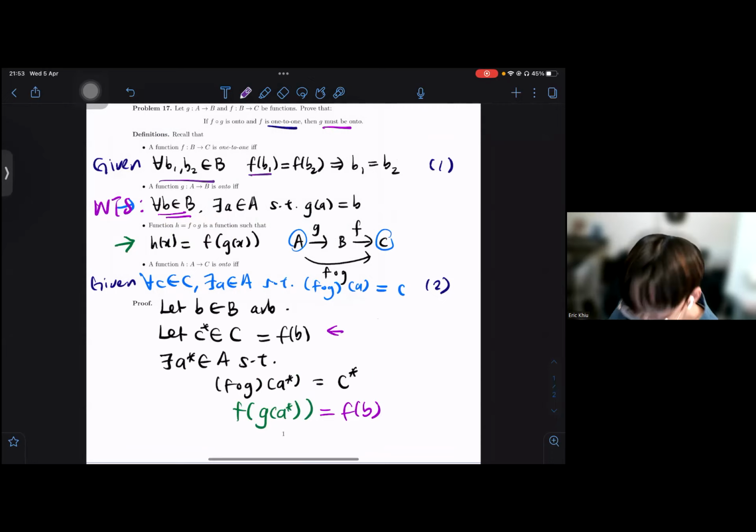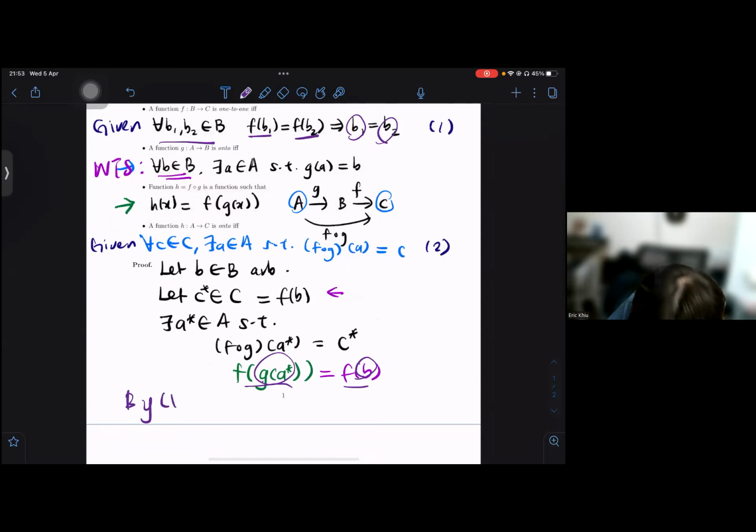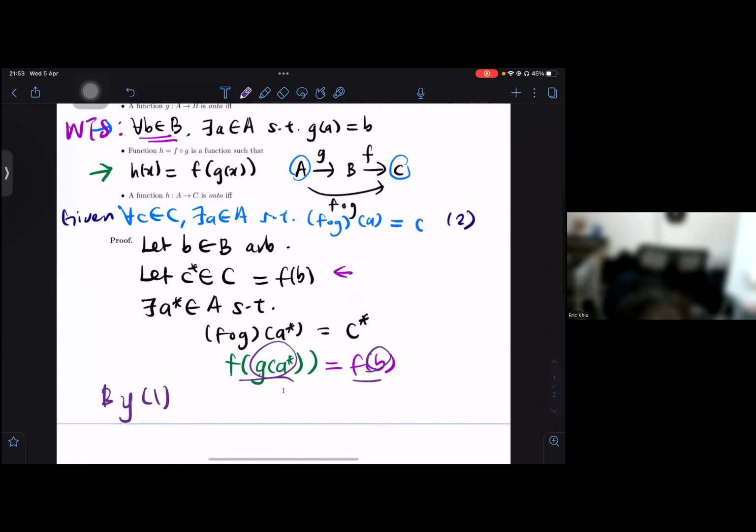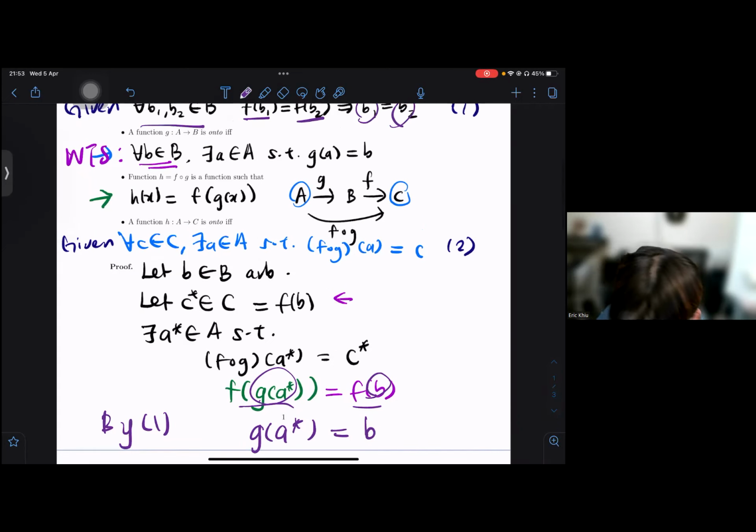Because if the output of f is the same, it means the input must be the same. So by 1, we know that g of A star equals B, which is exactly what we wanted to prove, isn't it? Just that we are very specific in this case because we chose a particular B. But don't forget that we chose it arbitrarily.